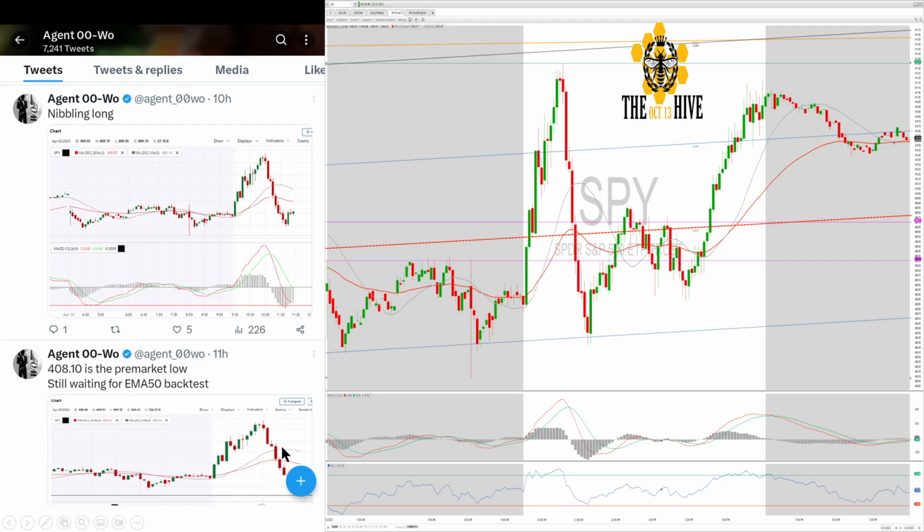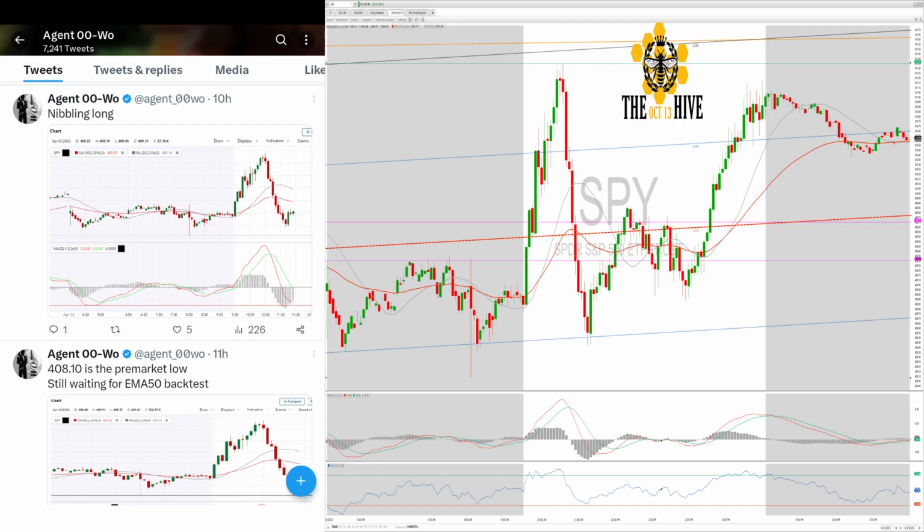Okay. Well, down here, 408.10. That would have been right here. That's the pre-market low. We didn't quite ever get that close to that, but still waiting on the EMA 50 backtest. And what I'm talking about here is not the fact that it failed. I'm waiting for it to come back up, right? Because right here, equivalent to right there, guess what? I nibbled long. I knew that thing was going to come back up. I knew it would. Nah, we're not crashing.